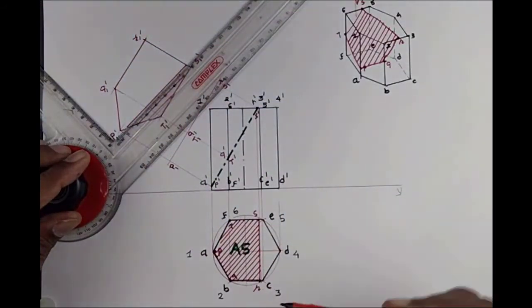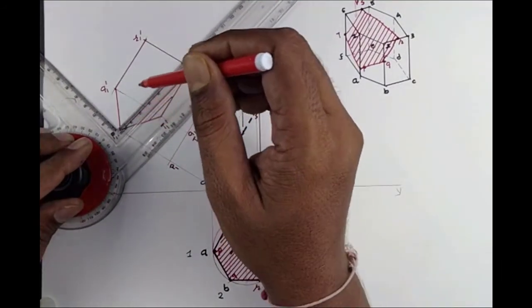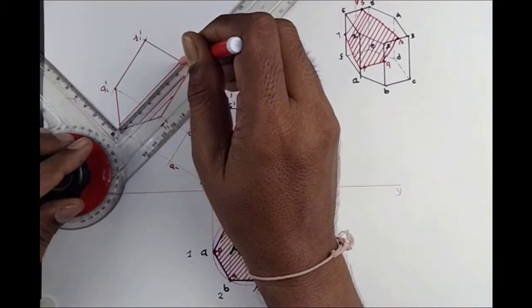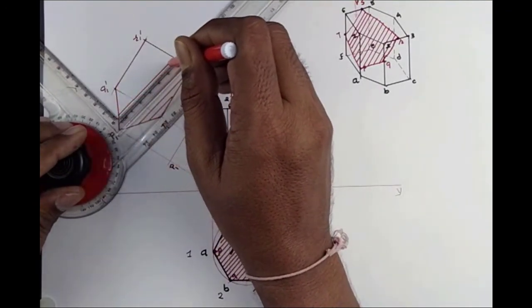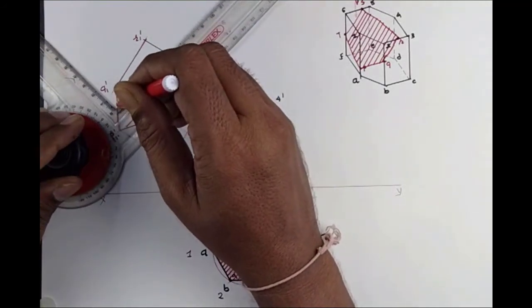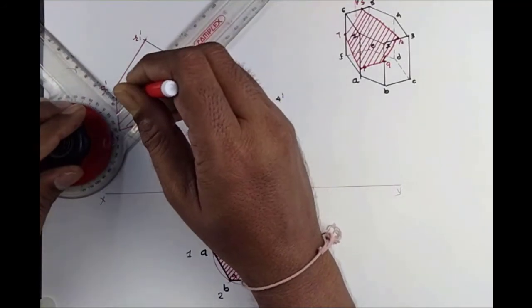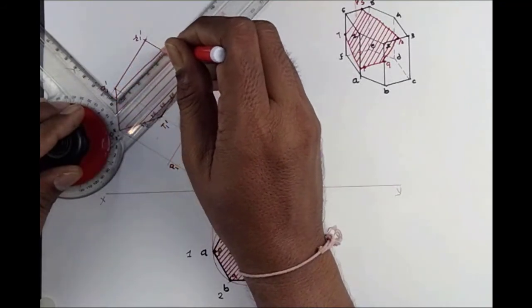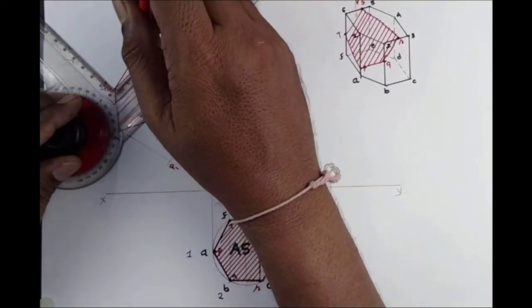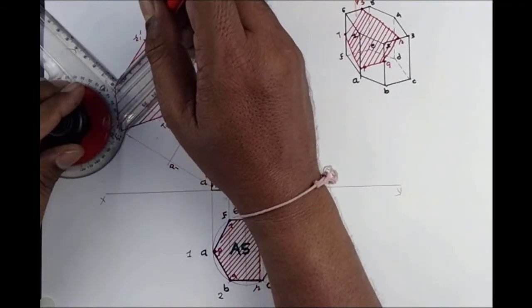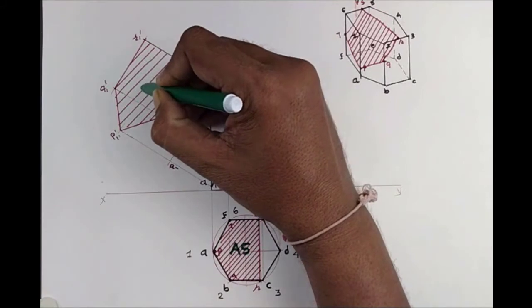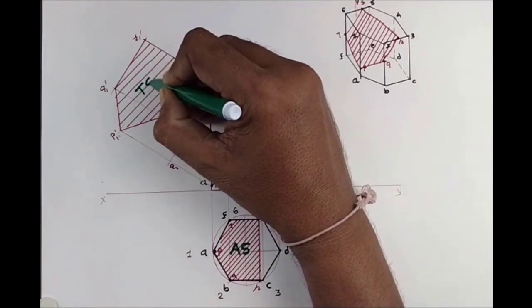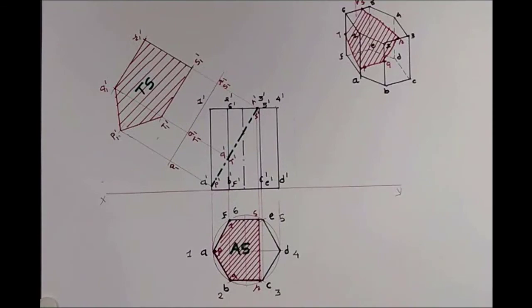And remember, all section line distances are 2 to 3 mm. They must be inclined to the XY line at 45 degrees, where I can write the true shape of section.